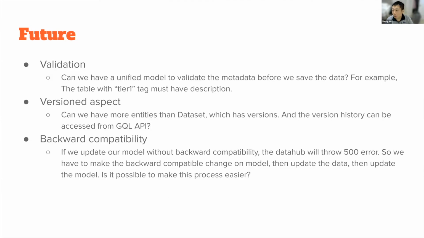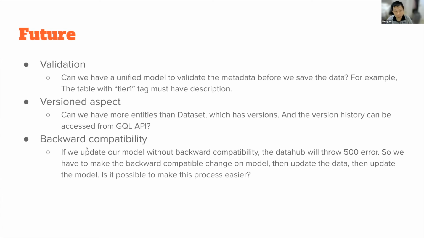Okay, then we will talk about some future. In the future, we will keep using DataHub. And our focus is something like validation. Can we validate something before we save the data? This is one thing. Second thing is versioned aspect. I know that currently we support versioned dataset, but we also need versioned data element and so on. Can we build a unified way to make aspects versioned, and we can access them from the GraphQL API?